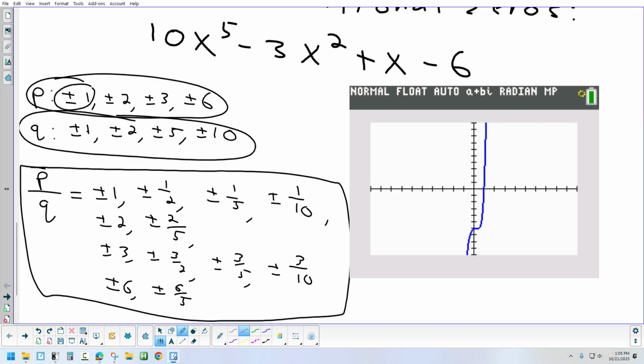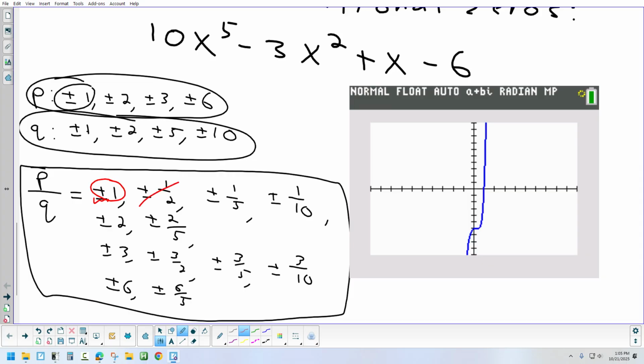Let's start with -1. Does it look like that graph crosses at -1? No, so we're going to get rid of that. +1? Yeah, maybe. That's one we could check out a little further. How about positive or -1/2? Do we look like we're near any of those?